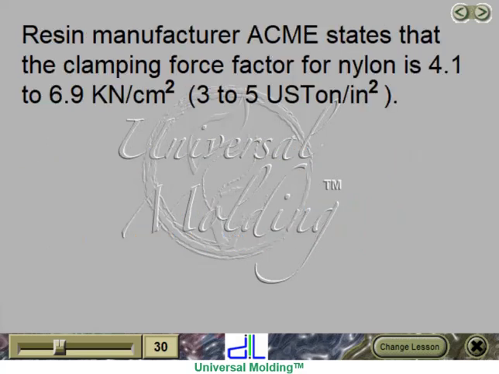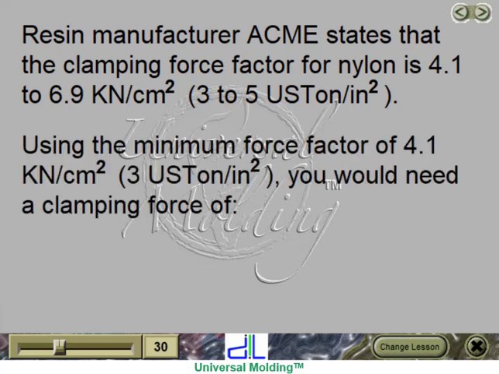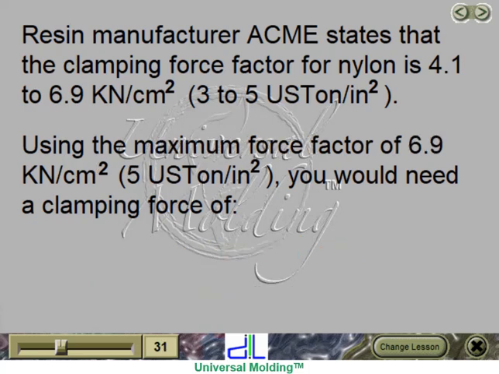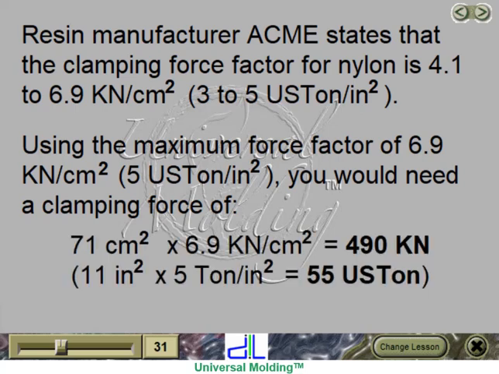Resin manufacturer Acme states that the clamping force factor for nylon is 4.1 to 6.9 kilonewtons per square centimeter, or 3 to 5 U.S. tons per square inch. Using the minimum force factor of 4.1 kilonewtons per square centimeter, or 3 U.S. tons per square inch, you would need a clamping force of 291 kilonewtons, or 33 U.S. tons. Using the maximum force factor of 6.9 kilonewtons per square centimeter, or 5 U.S. tons per square inch, you would need a clamping force of 490 kilonewtons, or 55 U.S. tons.